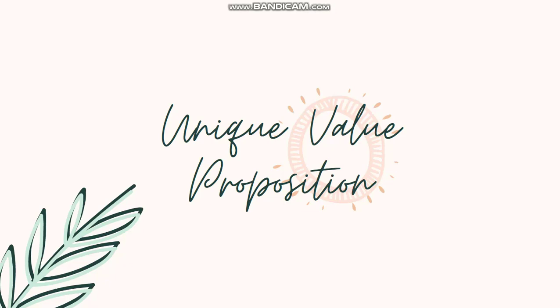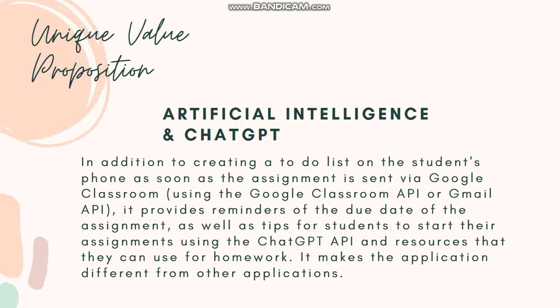The next title is Unique Value Proposition. In addition to creating a to-do list on the student's phone as soon as the assignment is sent and reminding the due date of the assignments sent via Google Classroom, the application also helps students start the assignment using the ChatGPT API. Giving some tips and research for homework makes the application different from other applications.